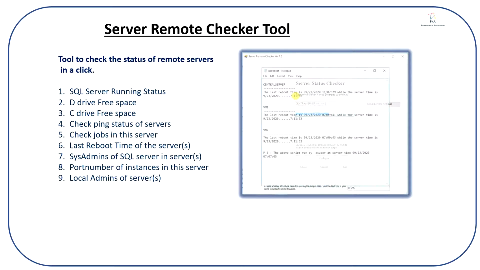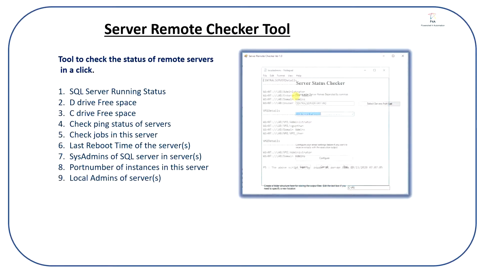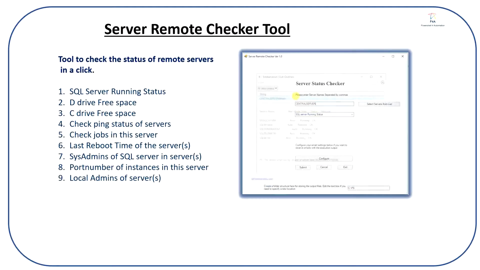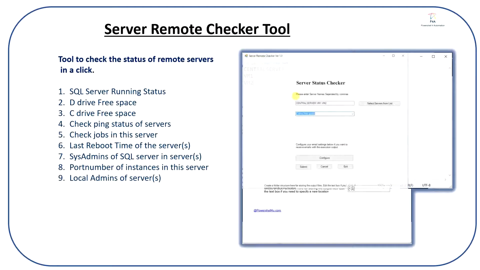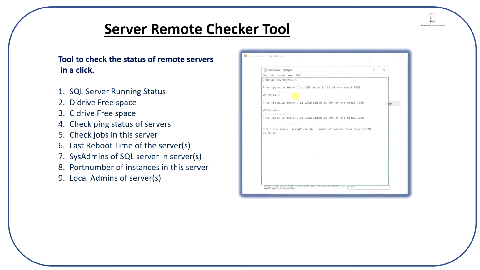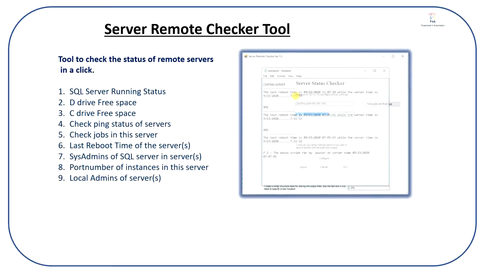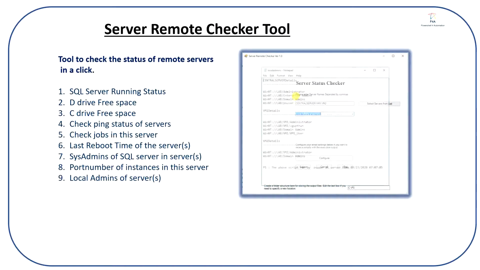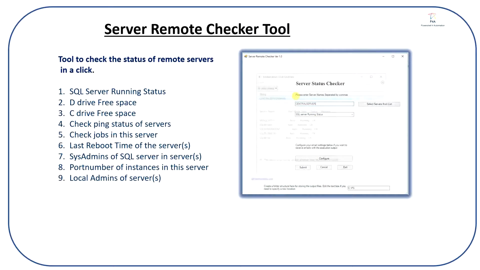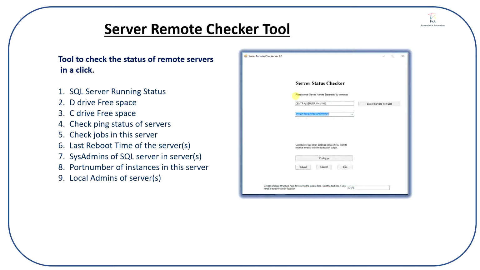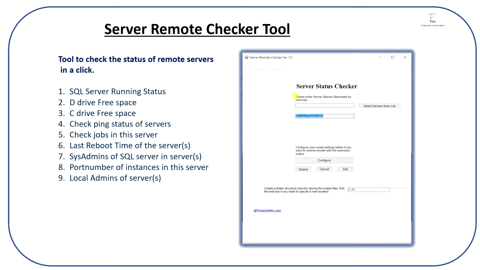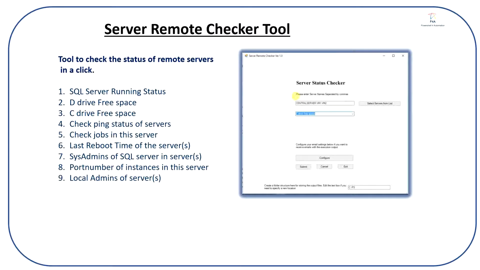You can enter any number of servers pulled from a text file and get the output for the predefined set of functionalities that we have incorporated in this tool. These are the functionalities currently available: SQL Server running status, checking the D drive and C drive free space, checking the ping status of the servers pulled from the server list, checking the SQL Server agent and job status, checking the last reboot time of the servers, finding the SQL Server sysadmins, finding the port number of instances in a server, and if you want to find out the local administrators of all these servers, you can use this tool.